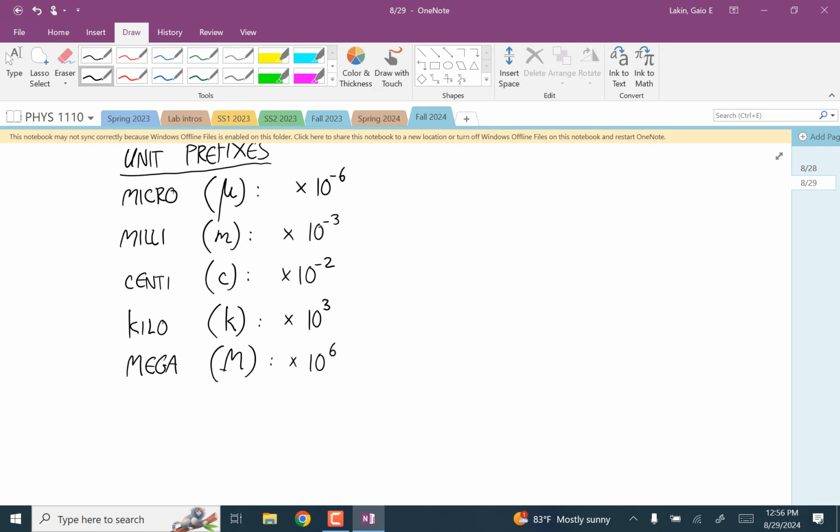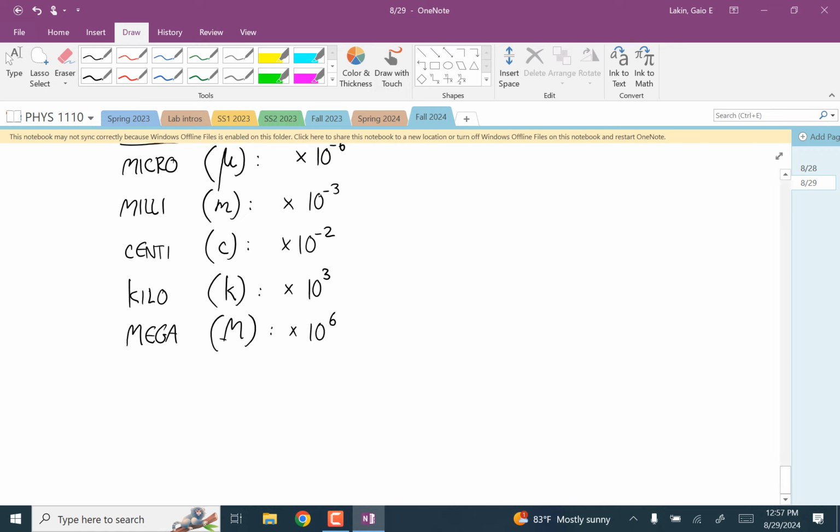And in order to work with these prefixes, you have to be able to do two things. You have to be able to go from something with a prefix to something without, and you have to be able to go from something without a prefix to something with. Okay, so I'm going to give it to you in 2 steps like that. And then if you need to go from something with a prefix to something with a different prefix, that just means you have to go through the intermediate step of no prefix. So we'll do an example like that.